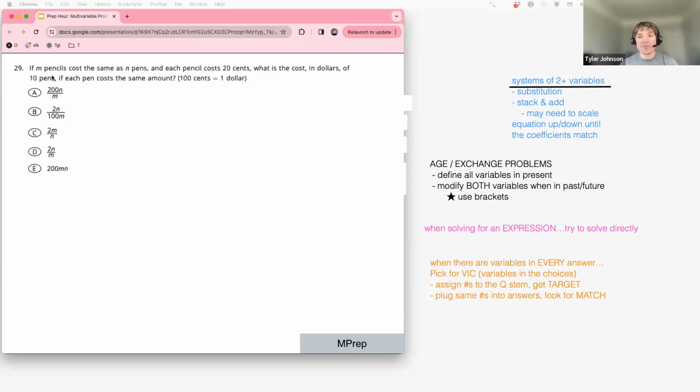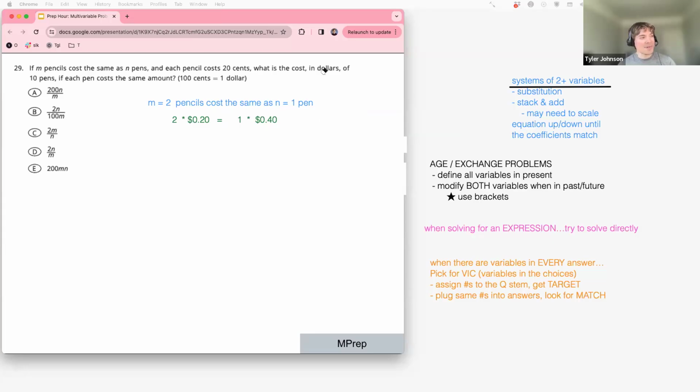So I'm just going to pick my own values for m and n. And I know I can do that because there are variables present in every single answer choice. So let's say 2 pencils cost the same as 1 pen. Now each pencil costs 20 cents. And if 2 pencils cost the same as 1 pen, then I know 1 pen must be 40 cents.